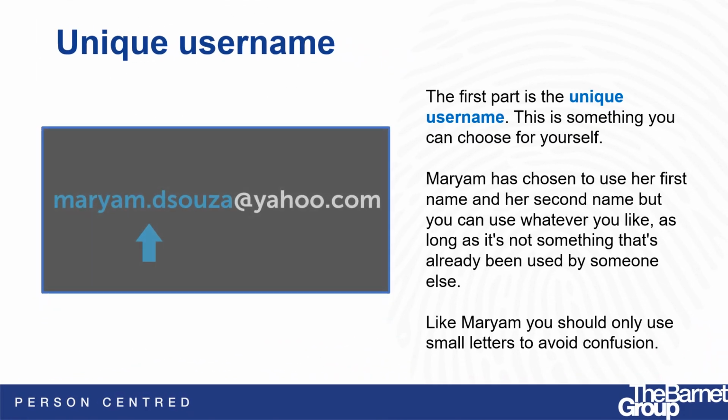The first part of an email is the unique username. This is something that you can choose for yourself. Mariam has chosen to use her first name and her second name, but you can use whatever you like, as long as it's not something that's already been used by someone else. Like Mariam, you should only use small letters to avoid confusion.